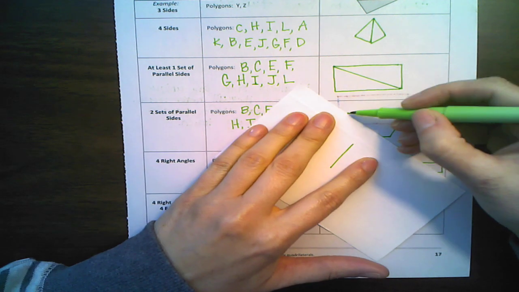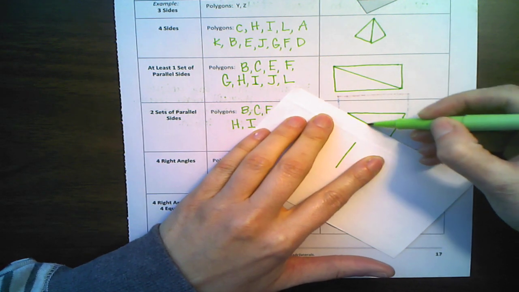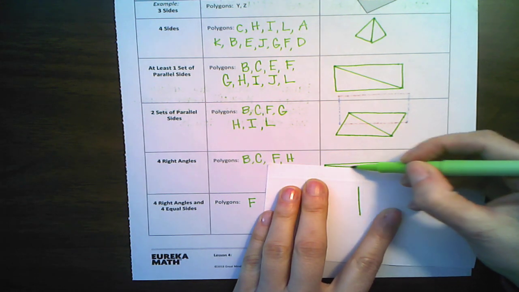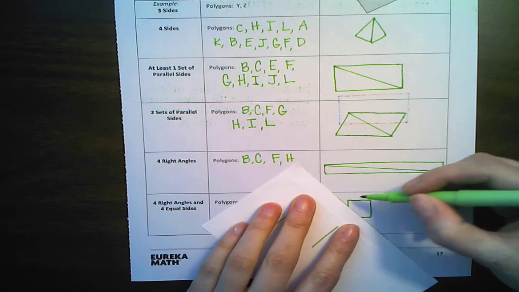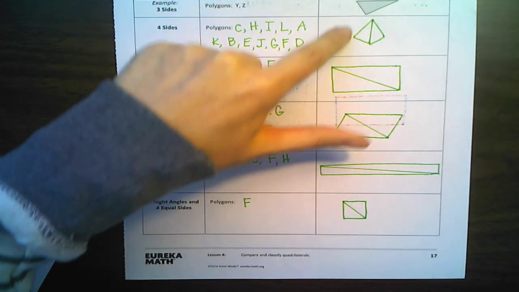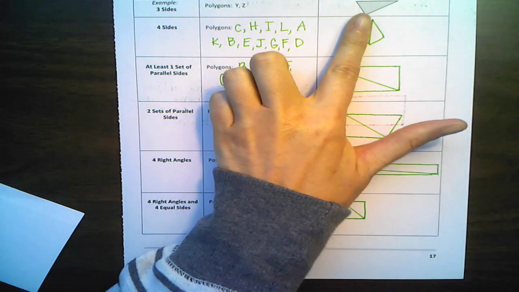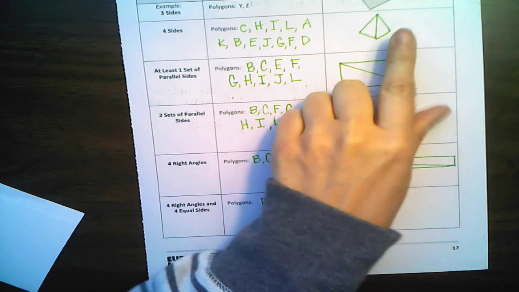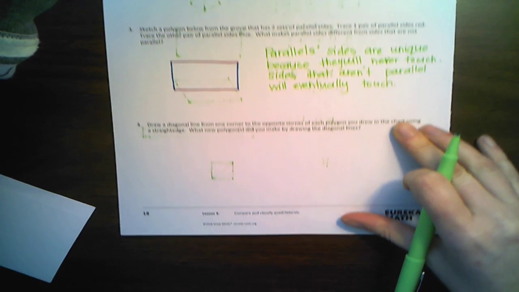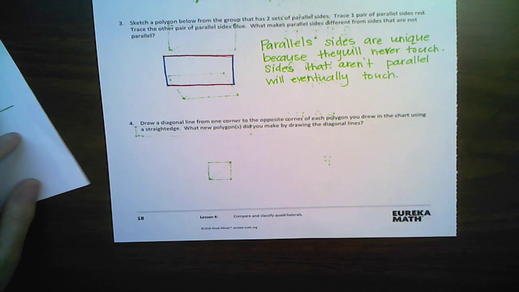I'm going to go this way. That way, and this way. What have we made? What new polygon have we made? Right? So instead of one quadrilateral, we've made two triangles, right? Two triangles. Would you look at that? And that's exactly what it's asking us. So now we have the answer to that question now that we've done that.